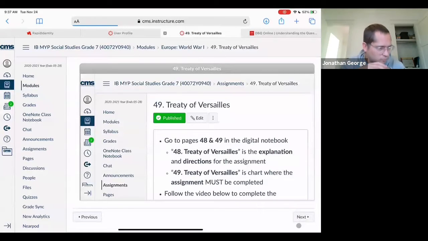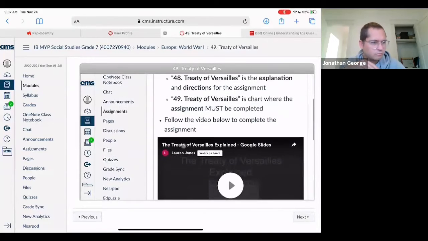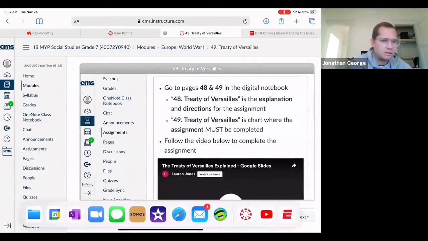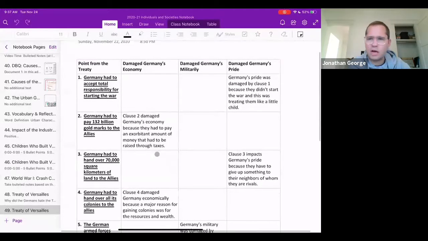So here's what the page looks like again, right? 48, 49. Got about halfway through. But everybody, let's go back and look at our digital notebook, please. Look at the digital notebook. All right, and I want to review kind of what we did here, right?